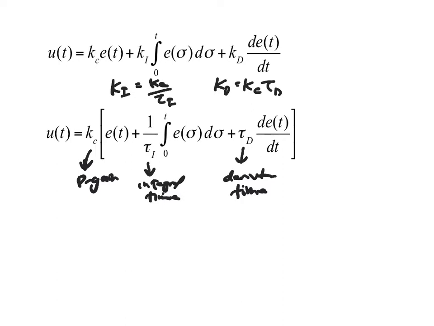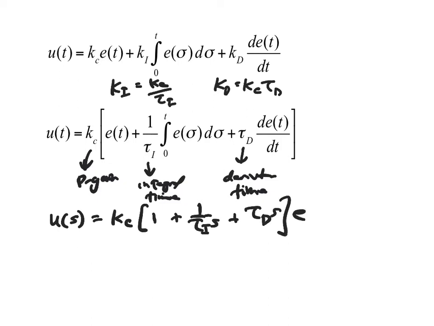Now we can write this in the Laplace domain in the following fashion. So U(s) is simply Kc times 1 plus 1 over tau I s plus tau D s, all times E(s). So now we can think of this as the controller transfer function G sub c of s.